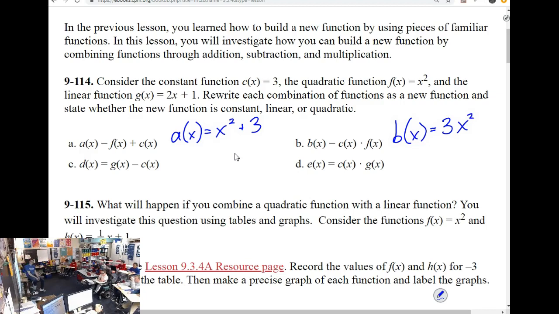d of x subtracts c of x from g of x. So if we literally think of writing out 2x plus 1 minus 3, well, okay, we can do that. So we get d of x is 2x minus 2. c of x times g of x.